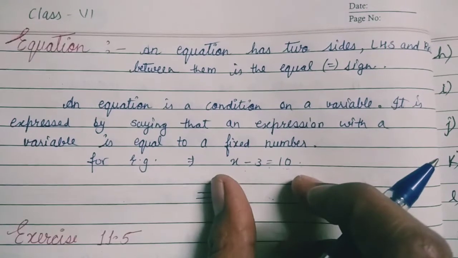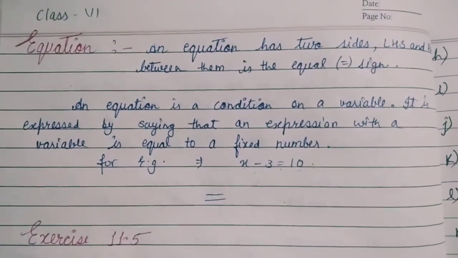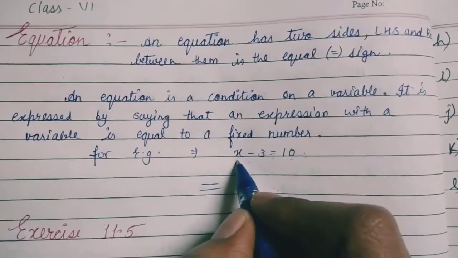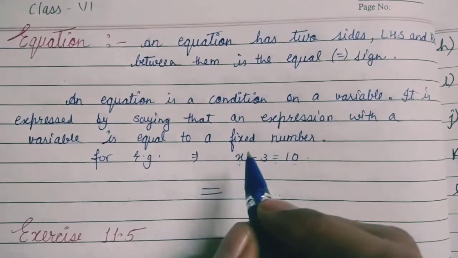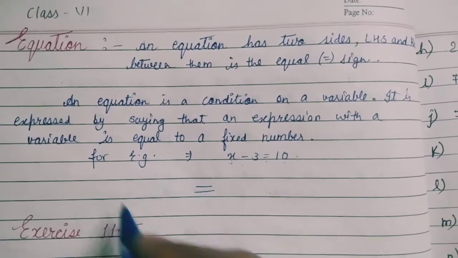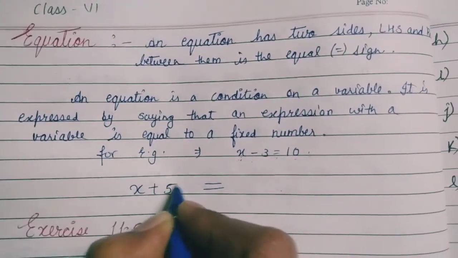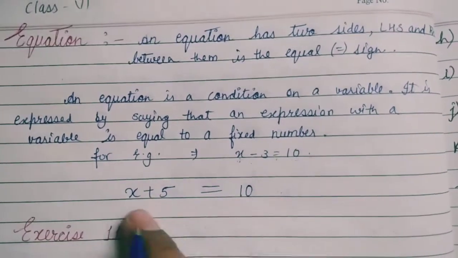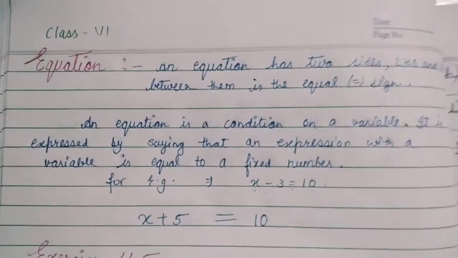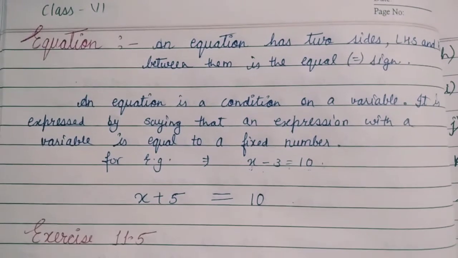And in this equation we have a variable. Variable means whose value is not fixed. So the variable here is x, and this x can contain any value. Okay, one more example we can see. If I write here x plus 5 is equal to 10, this is also an equation. Some examples we will see in the exercise. So let's begin exercise 11.5.